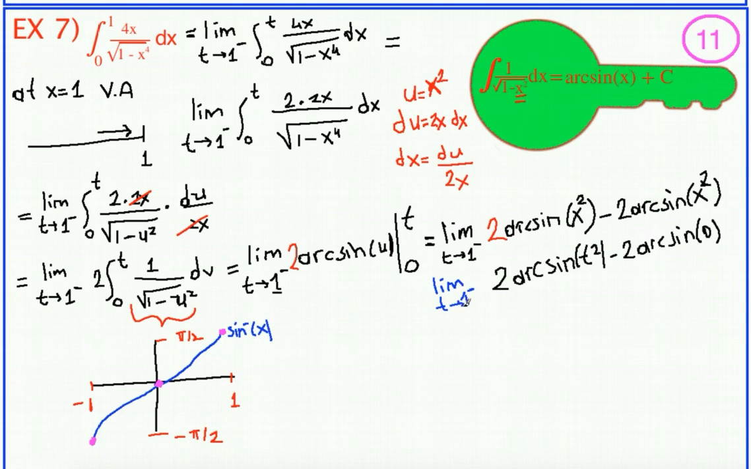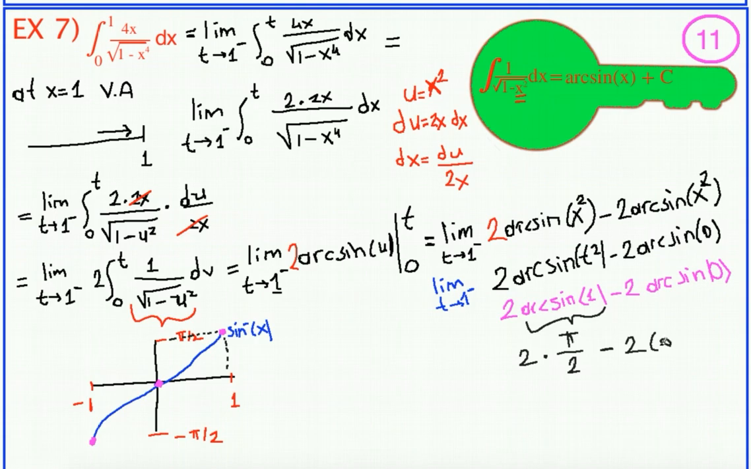So if we plug in our limit by direct substitution, it's going to be 2 arcsine 1 squared, which is 1, minus 2 arcsine 0. Arcsine of 1, if you look at the graph, is pi over 2. So 2 times pi over 2 minus 2 times arcsine 0, which is 2 times 0. So this whole expression here is 0, 2 times 0 is 0, and 2 times pi over 2 is pi. So the answer for this question is pi. And pi is a finite value, so this integral is convergent.